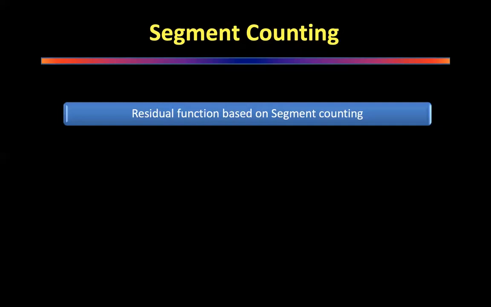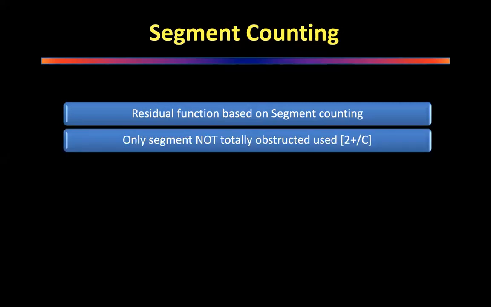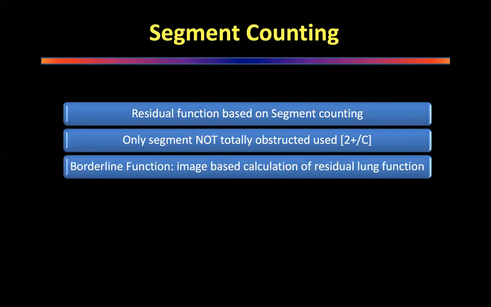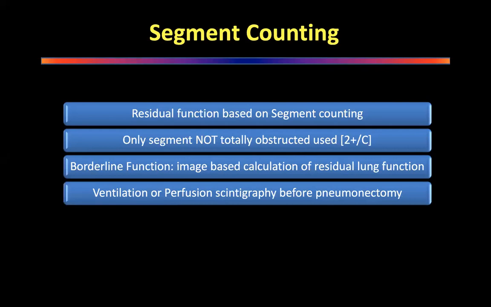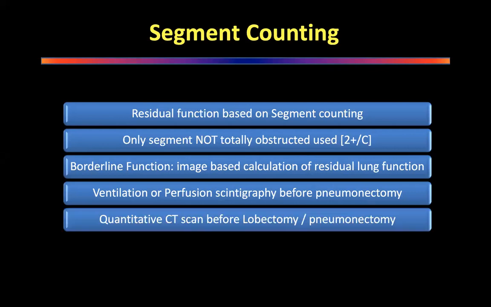Segment counting, which I showed you earlier, it's important to understand what the residual function is going to be on the basis of segment counting. Obstructed segments should not be used. You should only use the segments that are not obstructed. So the value T is important. And then borderline function can be calculated on image-based calculations. Sometimes CT scans have software which helps you. But in a pneumonectomy, they're particularly recommended using either ventilation or perfusion scintigraphy. And these will help you identify which is a good patient for pneumonectomy.